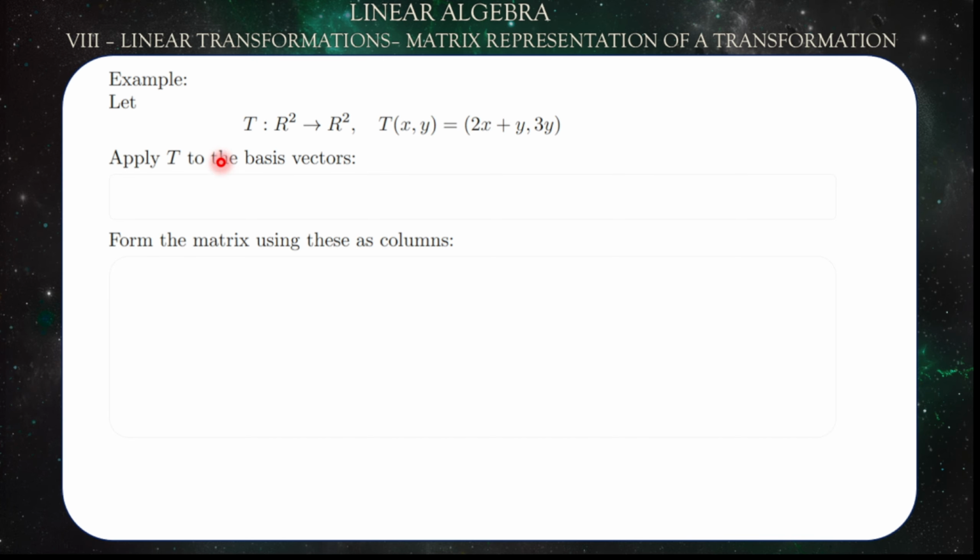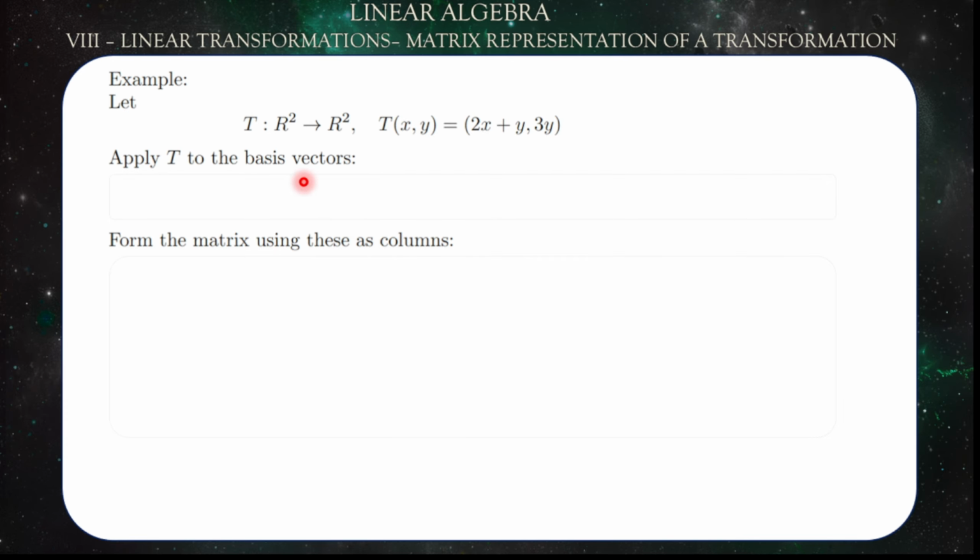Example: let T be a transformation from R2 to R2, T(x,y) equal to (x plus y, 3y). So first question, apply T to the basis vectors. Second question, form the matrix using these as columns. You can pause the video, try to solve it first, then get back to check whether it's correct or not.